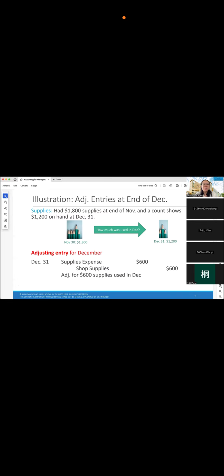For example, supplies is made up of a lot of pencils, stationery, individually minute items, right? And so we do not update the accounts every time we use them, but rather we would just take the ending and the starting and figure out how much we used in between. So in this example, at the end of November, we had $1,800 of supplies left over. And at the end of December, we realized that a physical count shows only $1,200 left over. This must mean that during the month of December, $600 of supplies was used.